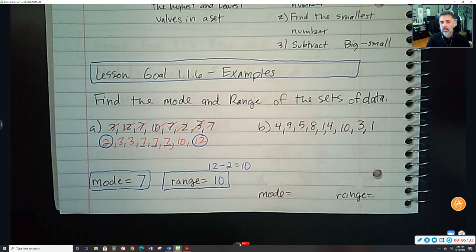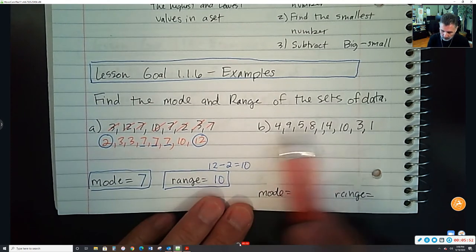Sooner, in a couple days, we're going to actually be doing all of these together. Mean, median, mode, range, some line plots. It's all going to come together pretty soon. Okay. So let's do the next example.